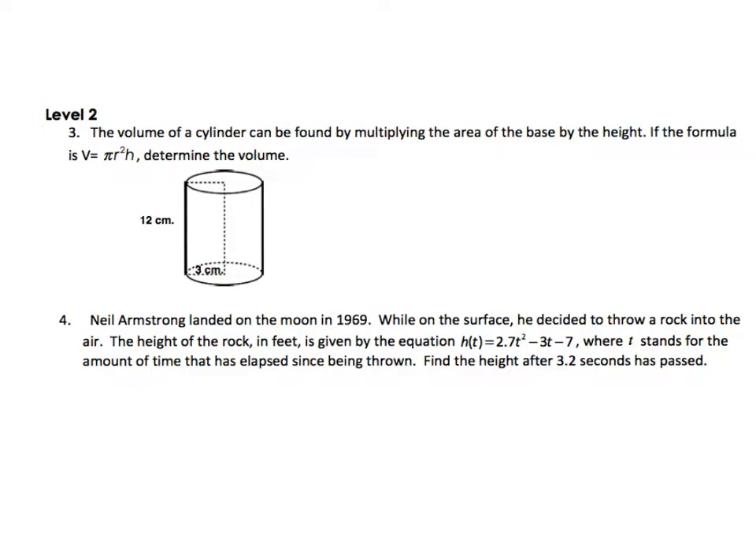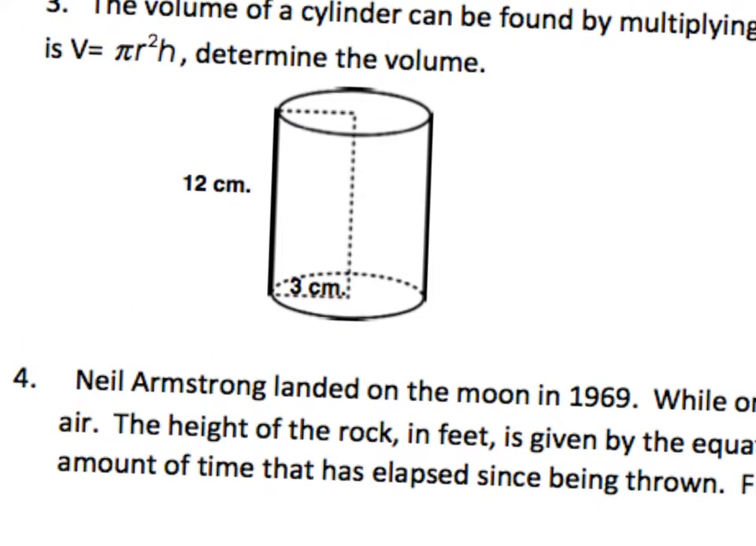In level 2, what you're going to do is basically substitute in values for different variables and evaluate. Number 3 says the volume of a cylinder can be found by multiplying the area of the base by the height. If the formula is V equals pi r squared, determine the volume. So if we're taking a look here, the height is going to be 12. 3 will be the radius.